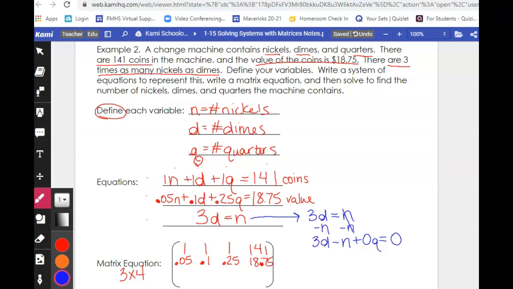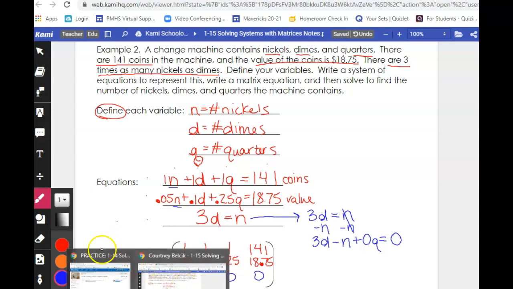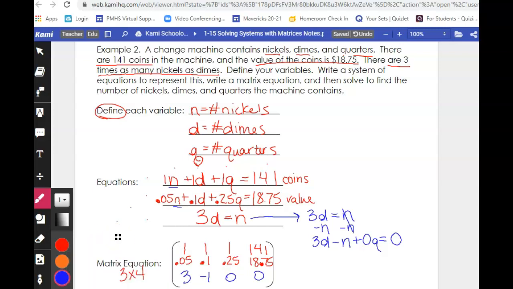So, oh man, this is what I almost wrote. Don't write it because it's wrong. Why is that wrong? Think about it. Why is it wrong? What is my first column representing? My first column represents N, but the 3 is not a coefficient for N. The 3 is a coefficient for D. So I should have changed these around. And that almost cost me the right answer to this problem.